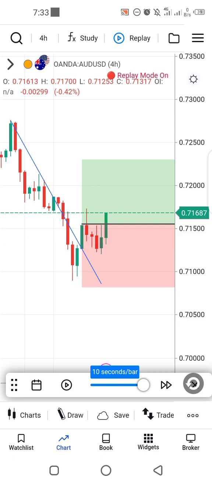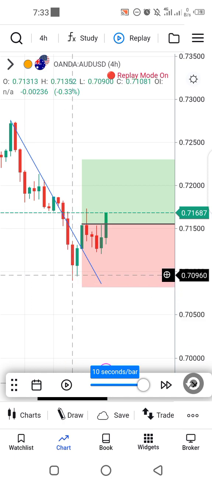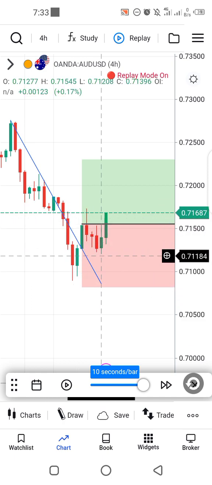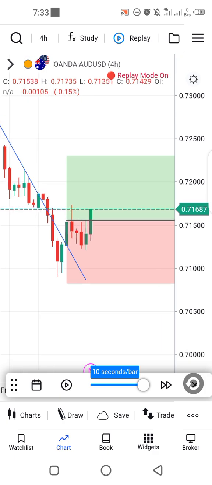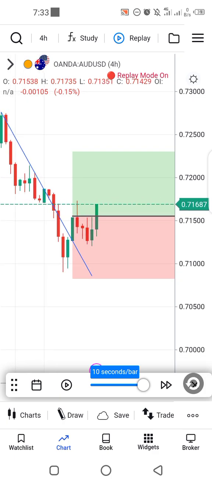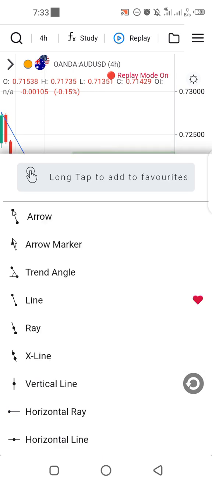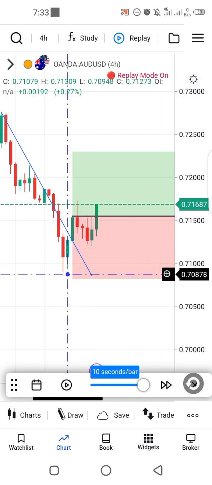Okay, now what are we seeing here? We have seen the market move up, move down, move up. So we can draw our second trend line because the market has started moving up. So why are we drawing our second trend line?